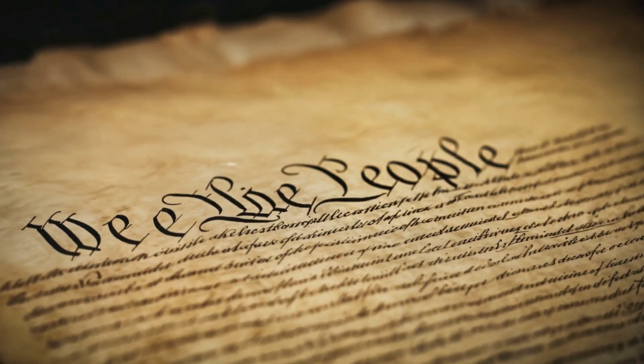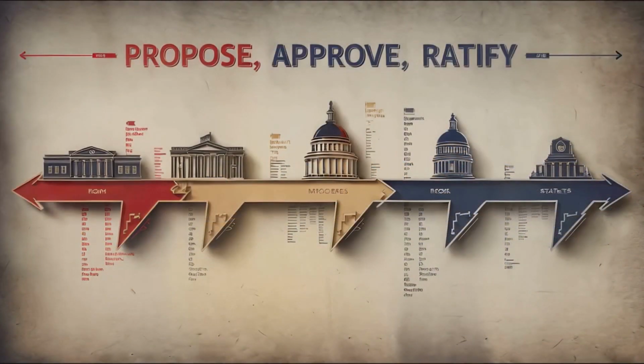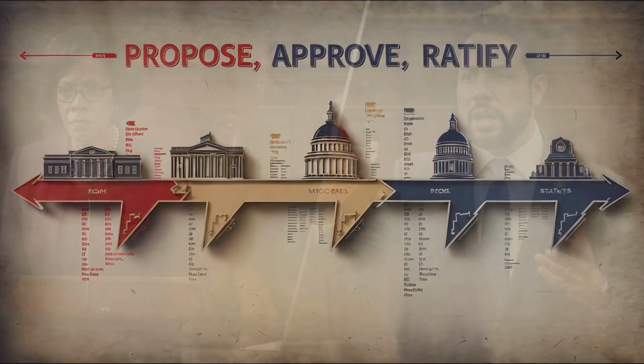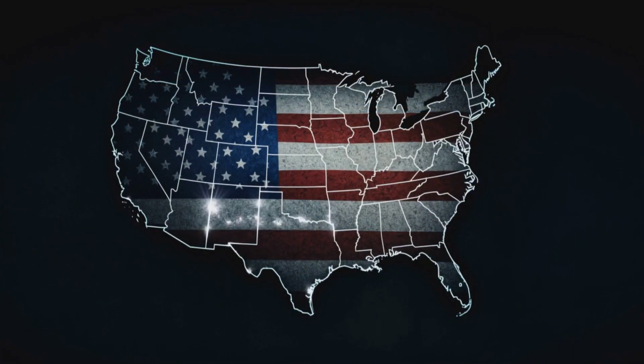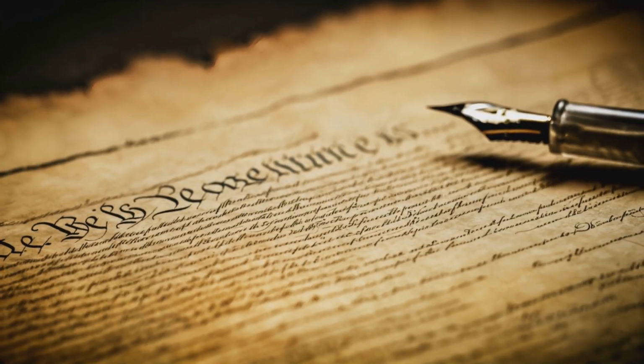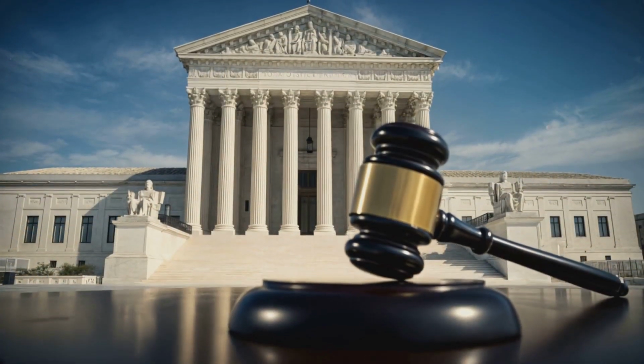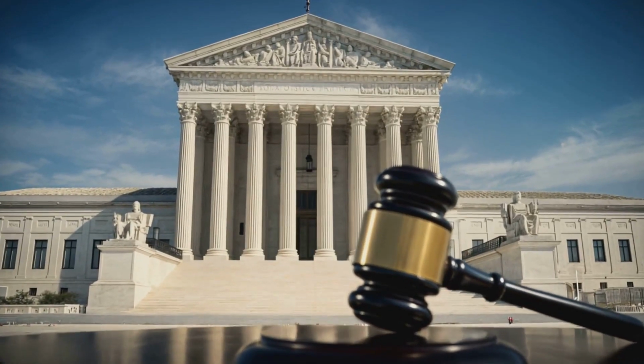Here's how it works. First, 2/3 of both the House and the Senate must agree on a proposed amendment. Then, the proposal goes to the states for ratification. At least 3/4 of state legislatures, or special state conventions, must approve it for the amendment to be added to the Constitution. But what role does the Supreme Court play in this process?